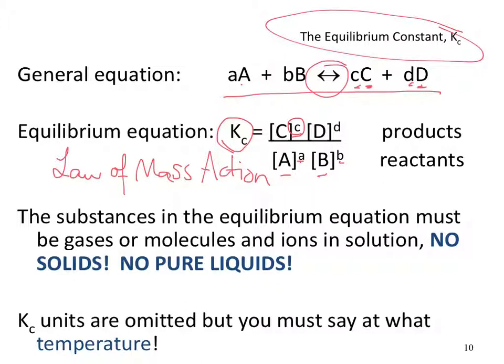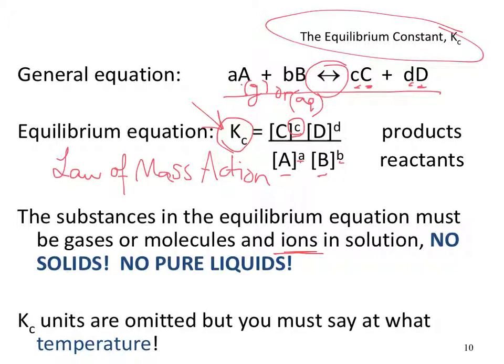The equilibrium equation must be in gases or in ions. So the subscript here should be either a G or an AQ for these to be able to participate in the equilibrium constant. Solids and liquids do not participate in the reaction, and the reason for that is that the concentration of pure solids and pure liquids remains nearly constant. It doesn't change, and so essentially we don't use those in the equilibrium equation.